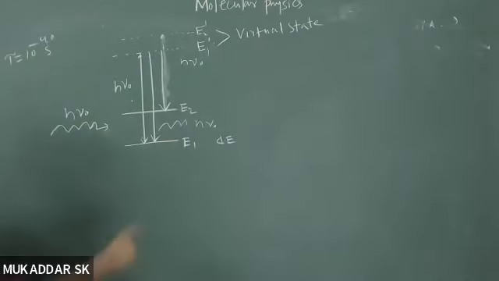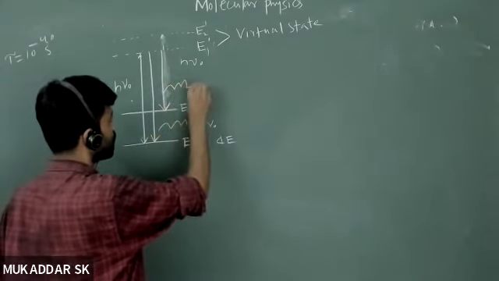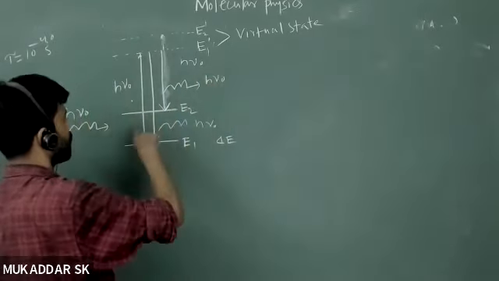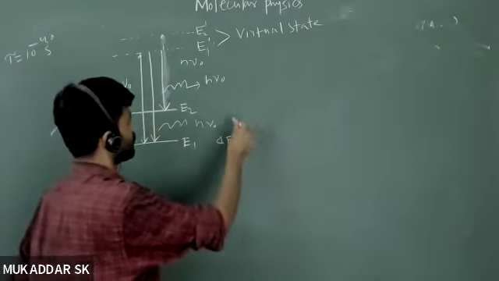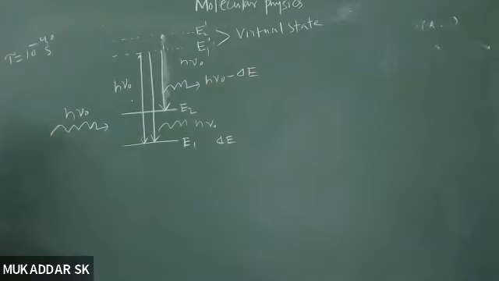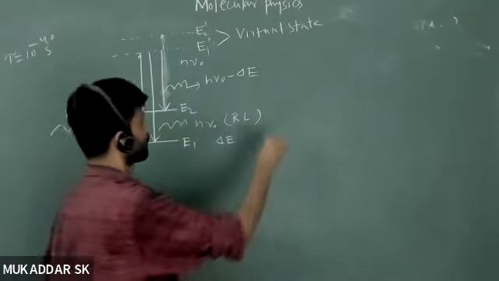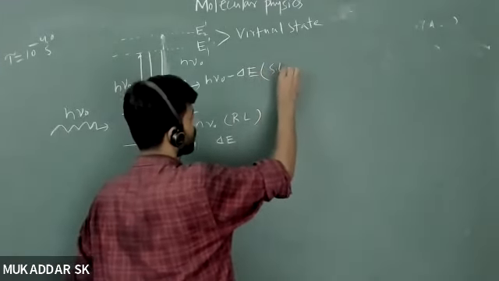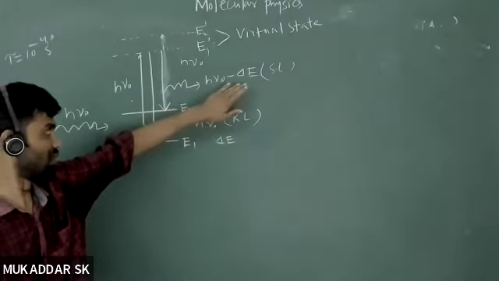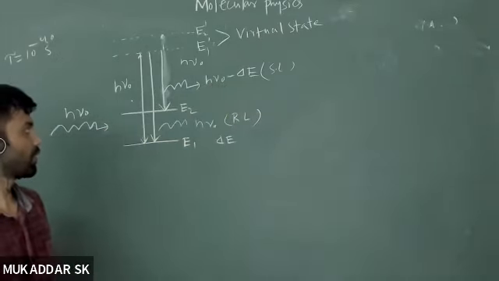And as I mentioned, this gap is how much? Delta E. So obviously the emitted photon will have how much energy now? H nu 0, total, minus this, delta E. H nu 0 minus delta E, right? Is this clear? So this is actually your Raman line, and this is actually the Stokes line, because that emitted photon will have less energy as compared to your incoming photon. So this is your Stokes line, right? Is this part clear?